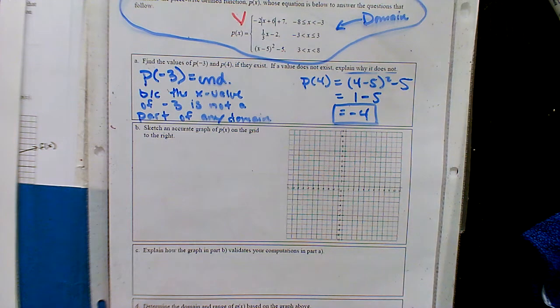Yes? Vertical stretch by 2. So that would change the slope. If you stretch it, it's going to make it a little narrower. It's going to go taller. Okay, it's still a V though.